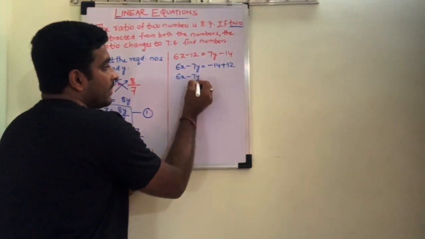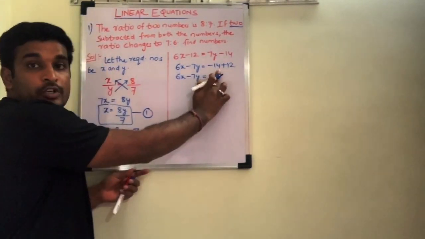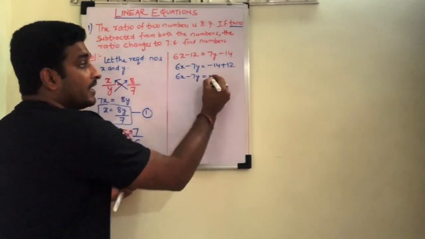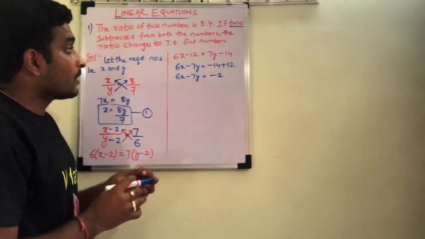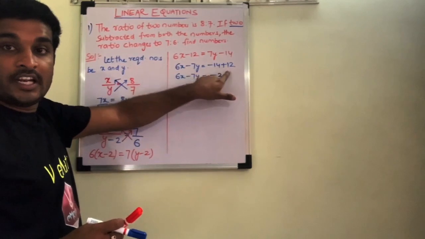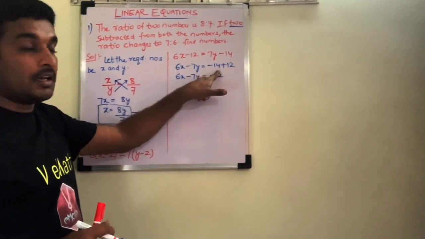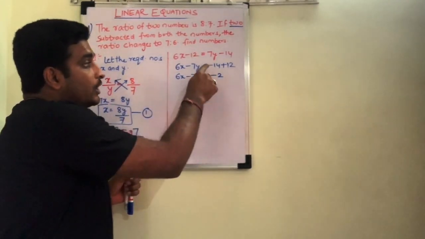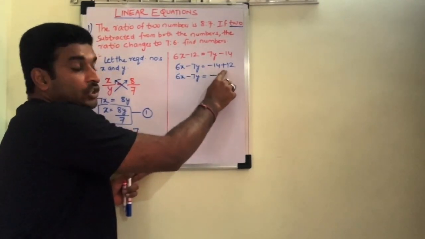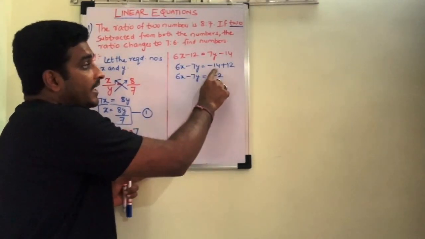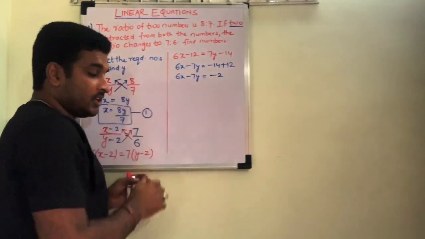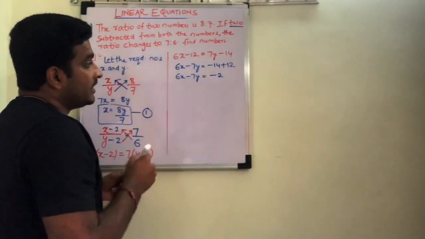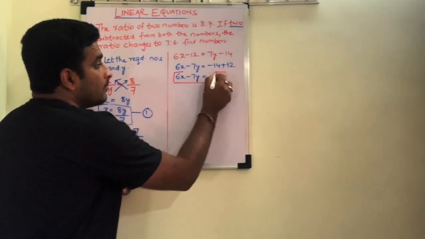6x minus 7y equal to minus 14 plus 12 will become minus 2, because when we compare 14 and 12, 14 is the biggest number. 14 is carrying a negative value, so the negative value will come down. Minus of plus will become minus. Minus 14 plus 12 will become minus 2.